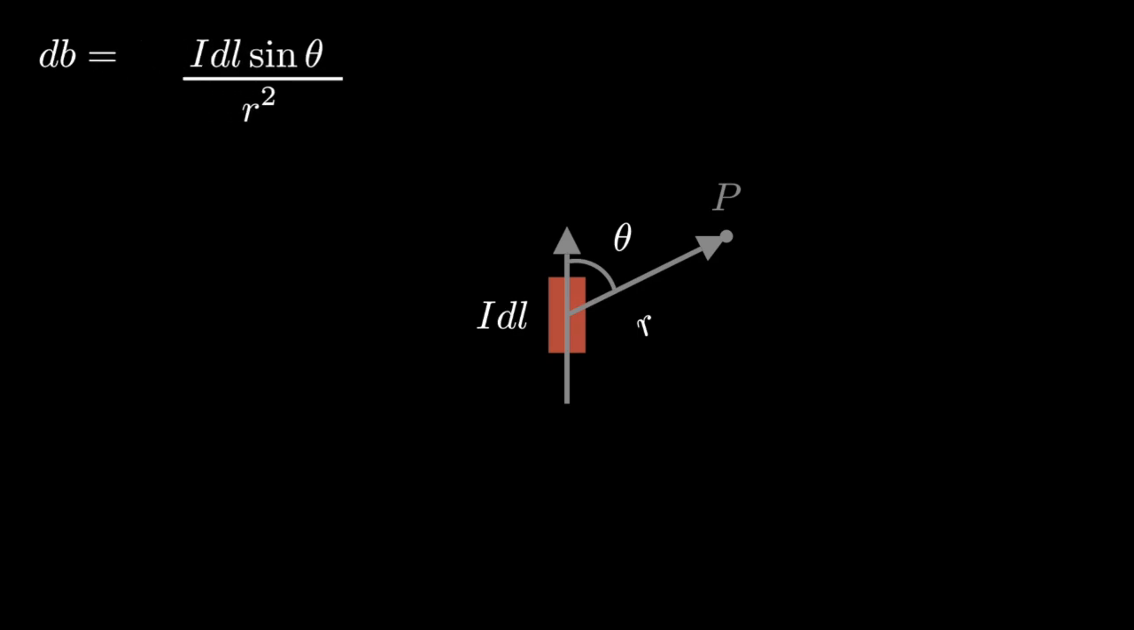To remove the proportionality sign, we need to use a constant, mu naught by 4 pi, where mu naught is called permeability of free space. We can calculate the magnitude of the magnetic field using this formula. For direction, we can use right hand grip rule. The magnetic field at point P will be going into the screen, so we can show it by cross sign.